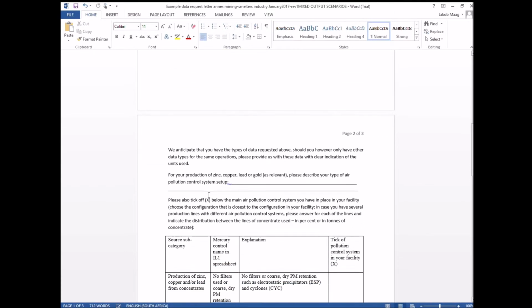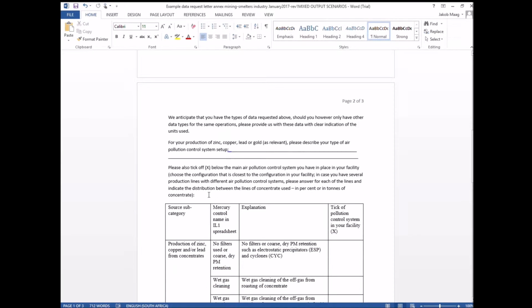Then in the example letter, it is asked, for your production of zinc, copper, lead, or gold as relevant, please describe your type of air pollution control system setup. And this is in order to give the facilities a chance to describe themselves what the setup is, whereas, if we only used the tick box we come to next, they might feel constrained in the possibility to describe it. So this is to rule out any misunderstandings. So they hopefully enter some text here about their filter configurations.